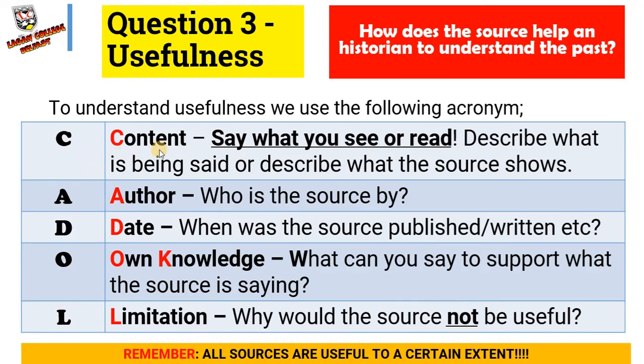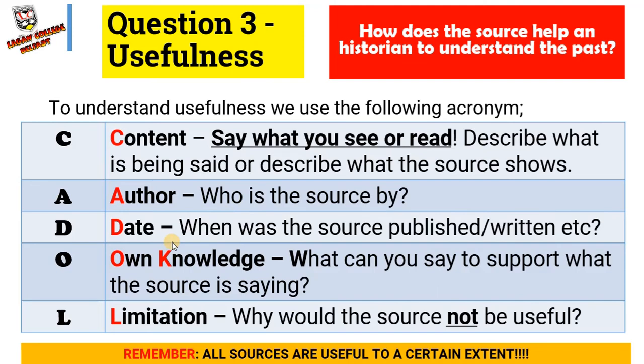Well, content is key. I've put it up here at number 1 because it's key. You have to say what you see. If you can read the source, you should be able to figure out what is useful in that source and show how useful that is, using the content. The author: is the author useful? If it's a civil rights leader, that is going to be useful. If it's Ian Paisley, that's going to be useful, because it's giving the viewpoints from their groups.